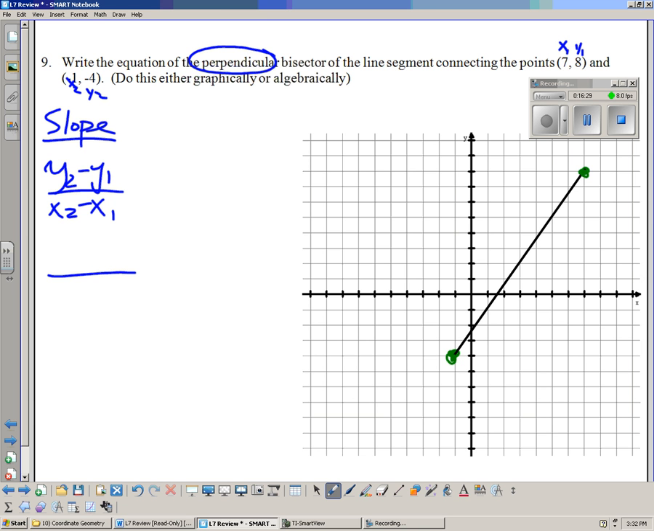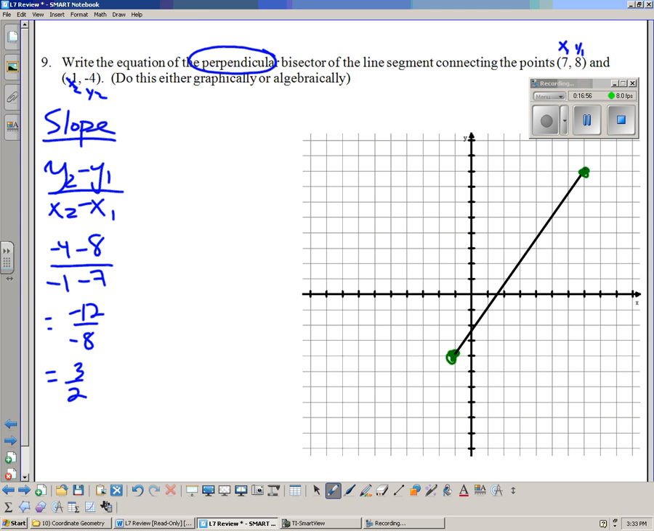And we have, let's see, -4 minus 1. Oh boy, that's not good. Sorry. Let's try that again. -4 is y2. y1 is 8. Sorry. -4 minus 8 divided by x2 is -1 minus 7. That's better. And we get -12 divided by -8, which is 3/2.